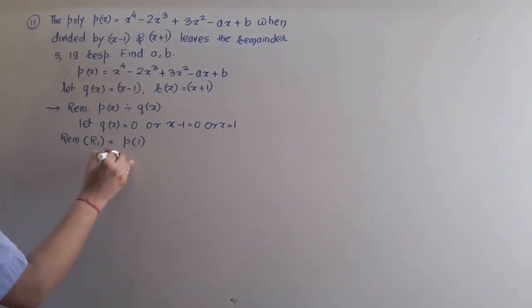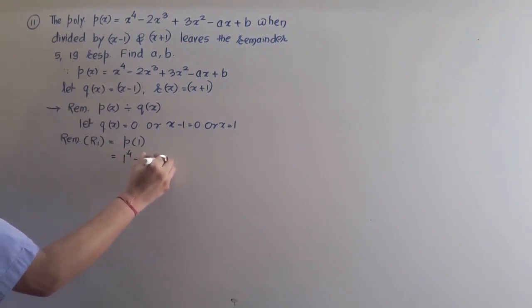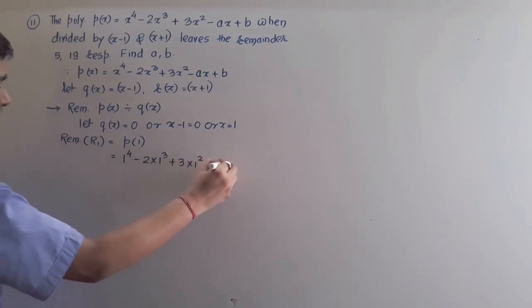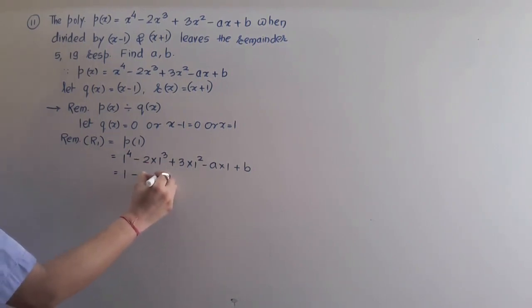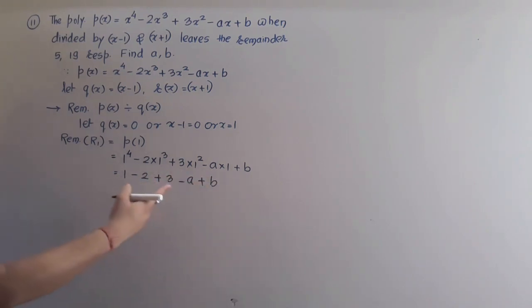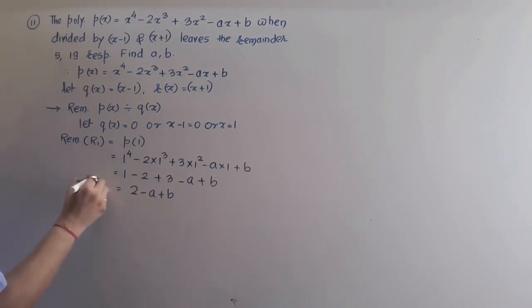Now let us find the value of P of 1. So if I put the value 1: 1 to the power 4 minus 2 into 1 to the power 3 plus 3 into 1 to the power 2 minus a into 1 plus b. If I simplify, 1 to the power 4 is 1, minus 2 times 1 to the power 3, that is minus 2, plus 3, minus a plus b. 1 plus 3 is 4, 4 minus 2 will remain 2. So 2 minus a plus b. This will be the value of R1.